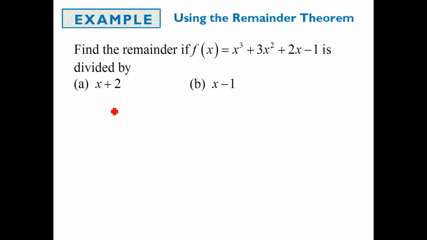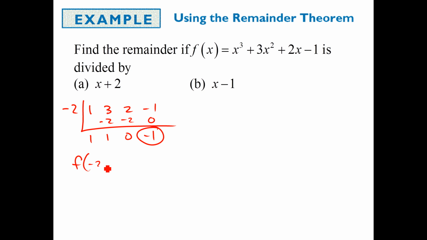So x plus 2 is what we're dividing into x cubed plus 3x squared plus 2x minus 1. Let's do some synthetic division. Negative 2, 1, 3, 2, and negative 1. Bring down the 1. That'll turn into a 1, negative 2, and 0. And then we'll have 0 here. And so we'll have negative 1. And so what we have here is a remainder of negative 1. But we can also say that f of negative 2, if we take negative 2 and plug it in for x in all of these places, the answer is going to be negative 1, whatever the remainder is.